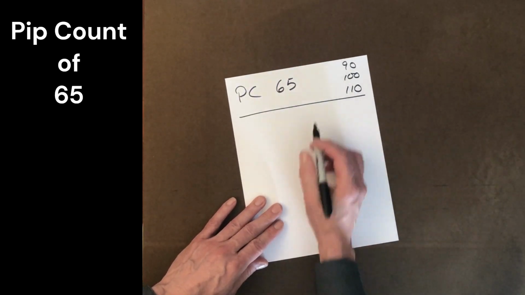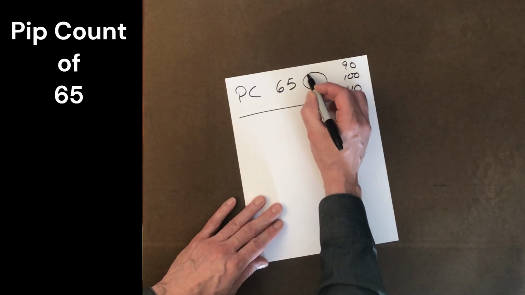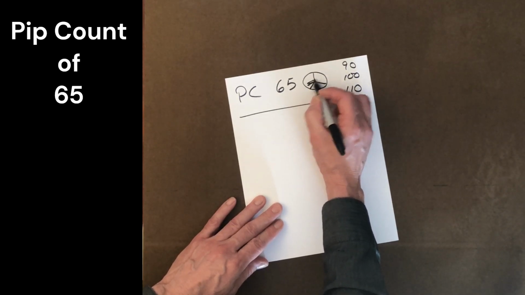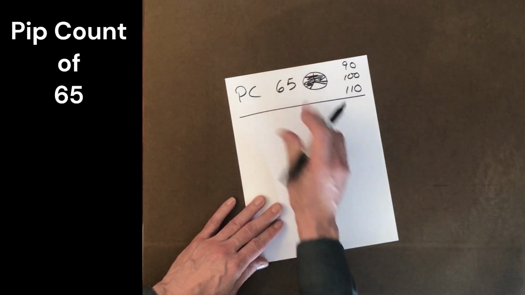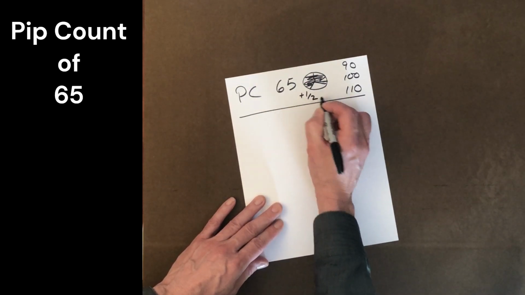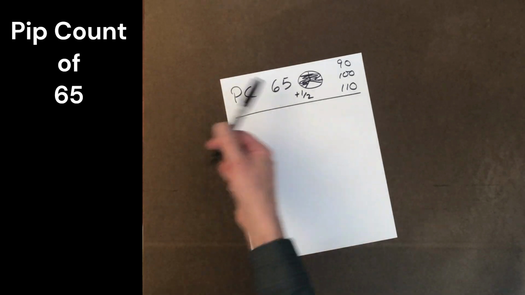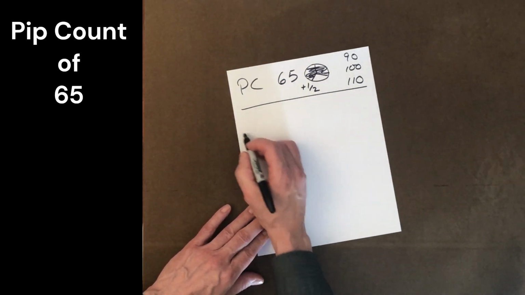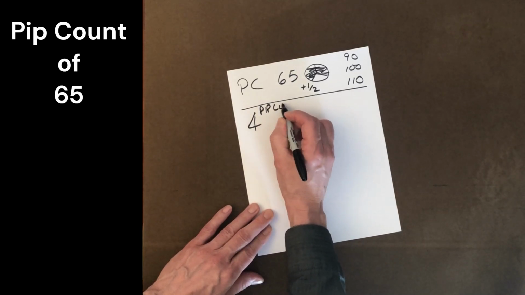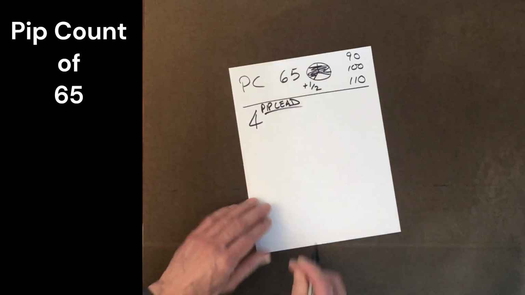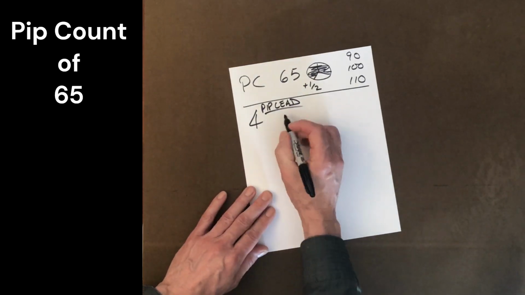Now, if you remember, when we have 2/3, we're going to add half of what's left. So all we have to do is add 1/2. This one's fun. This one's super easy. So we have a pip lead of 4. We're going to add half of that, plus 2.